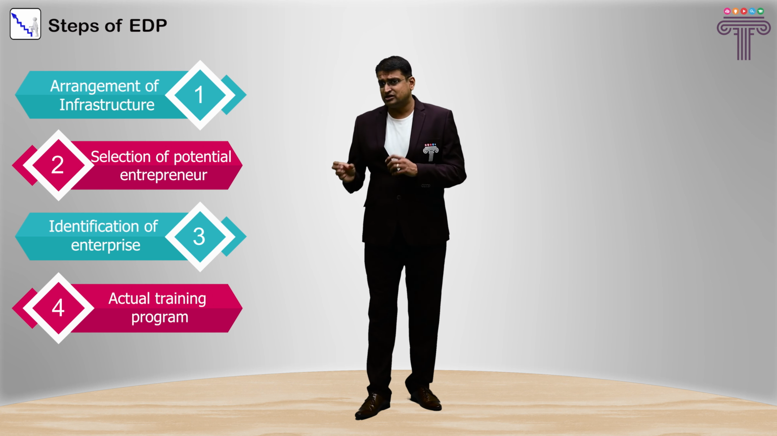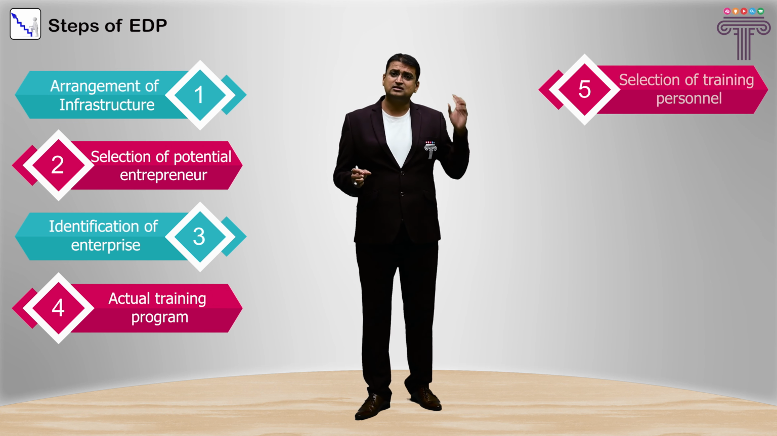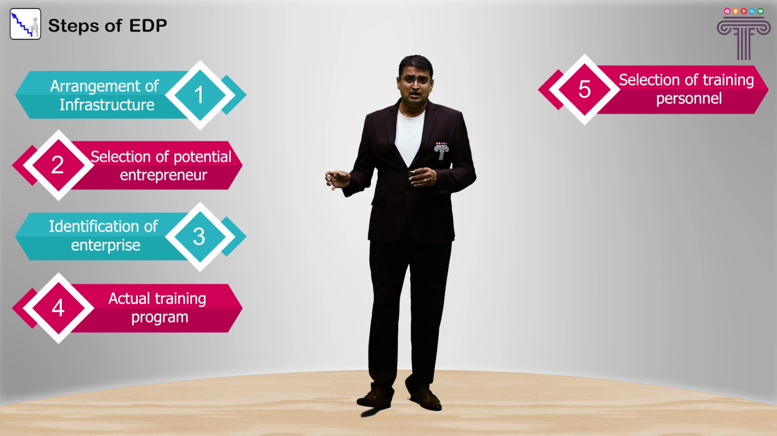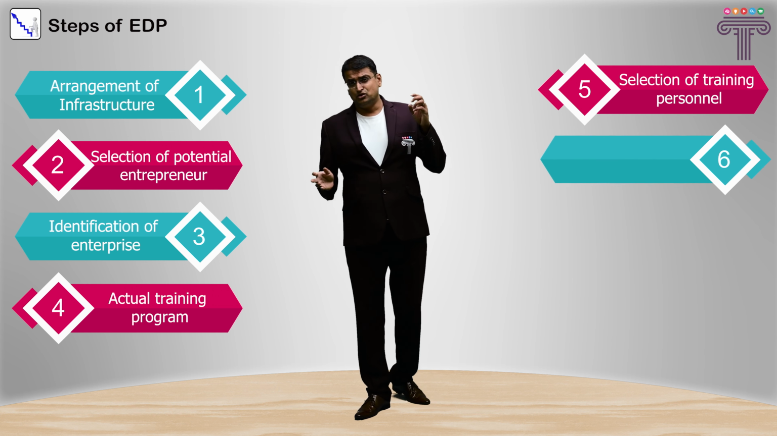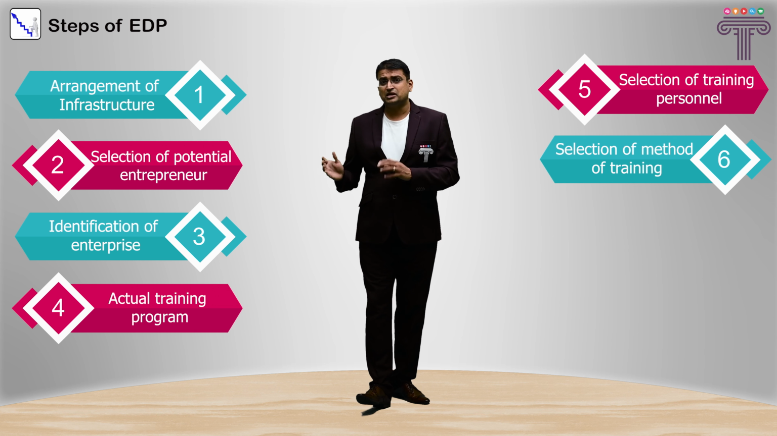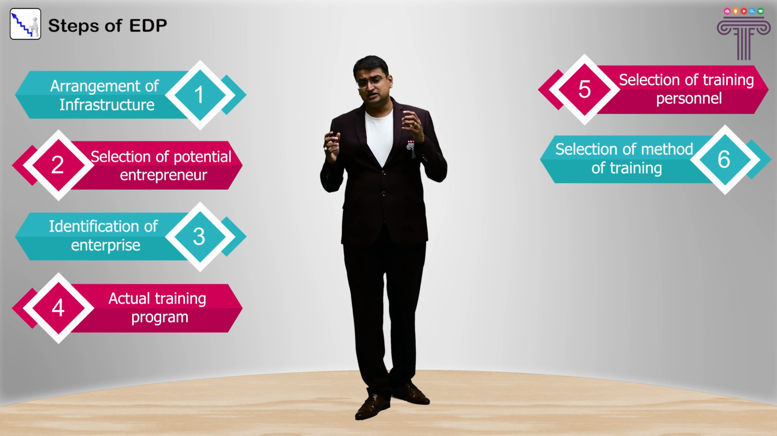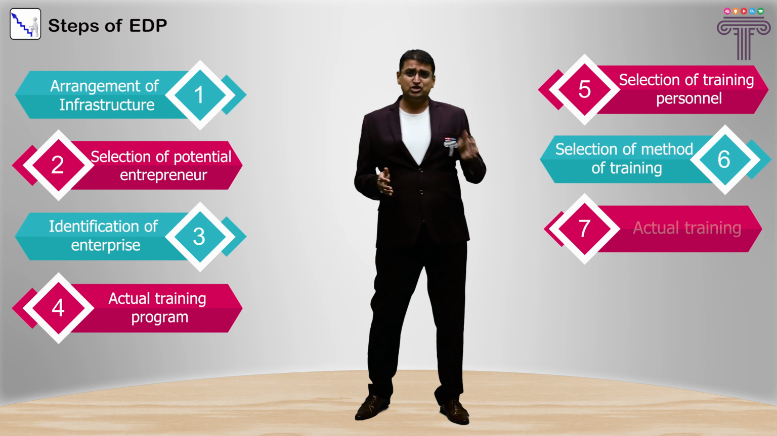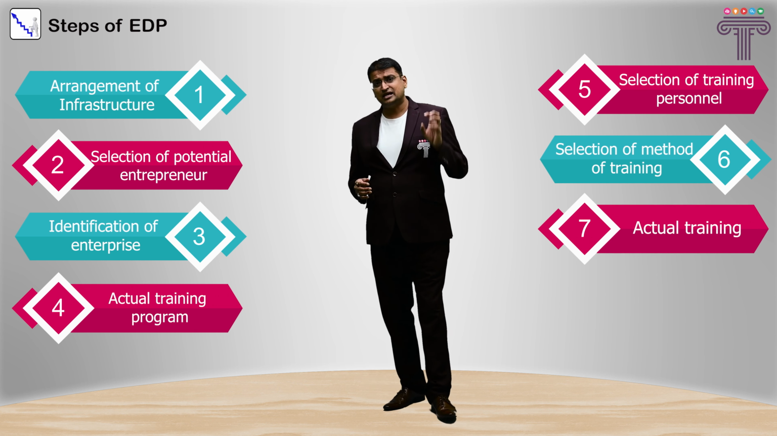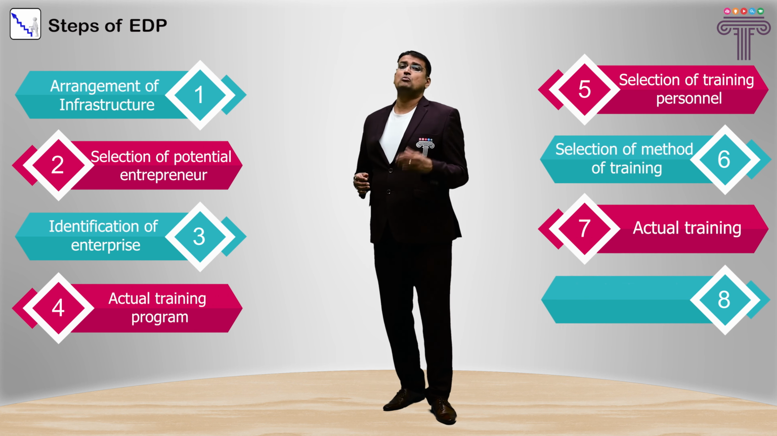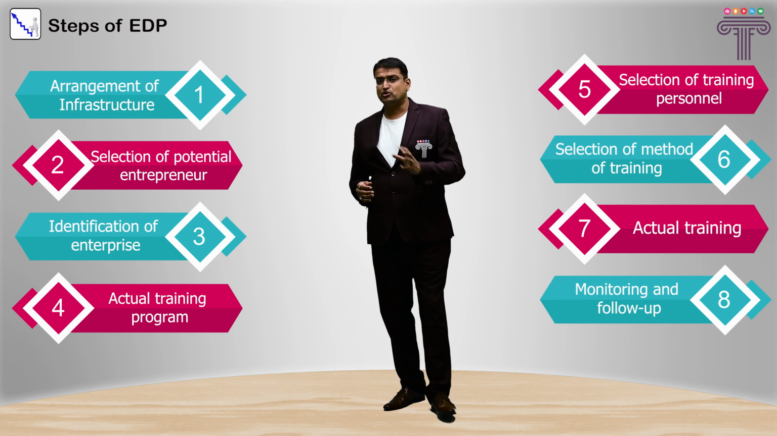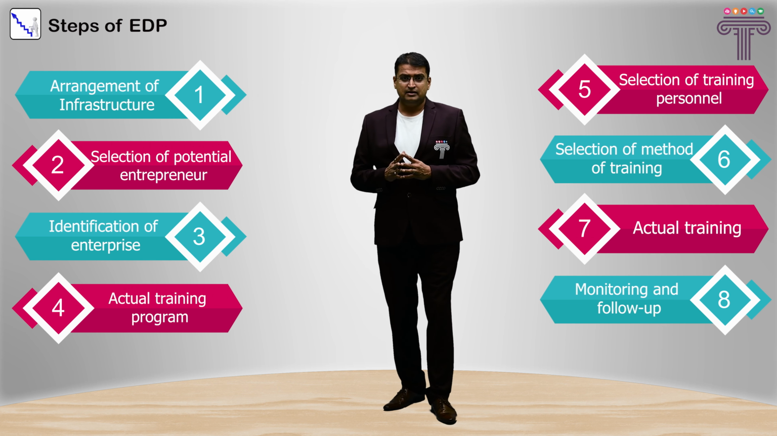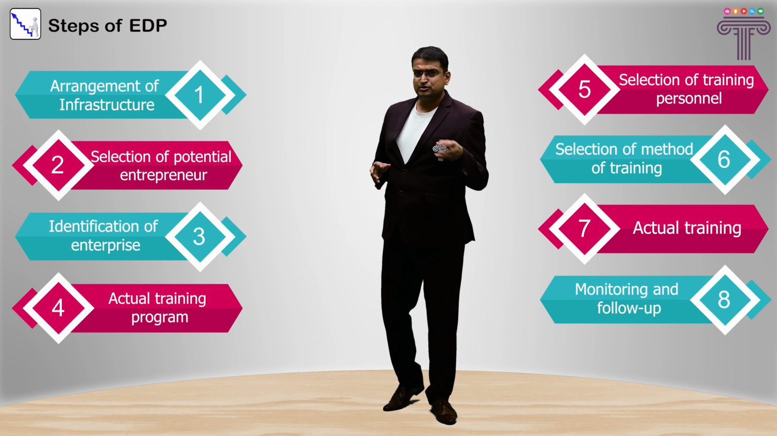Once you set an actual training program, then you do what? Selection of training personnel. And once you have decided who will train, you do what? Selection of training methodologies. Once you fix up these training methodologies, actual training starts. And once the actual training is done, now you do what? You monitor and do follow-ups to ensure that the whole program is effective. Right? So let's understand these steps one by one.